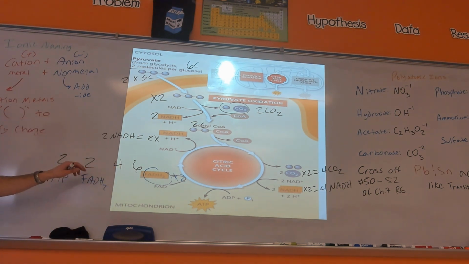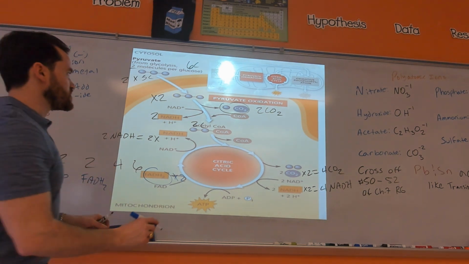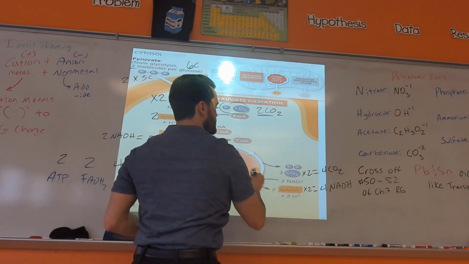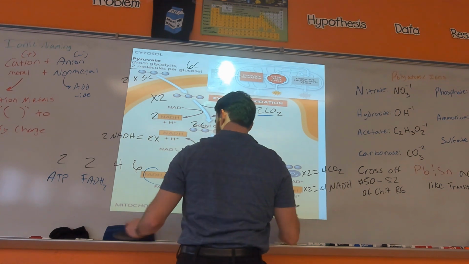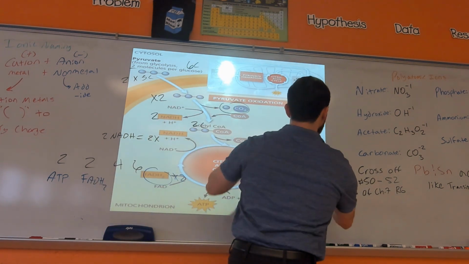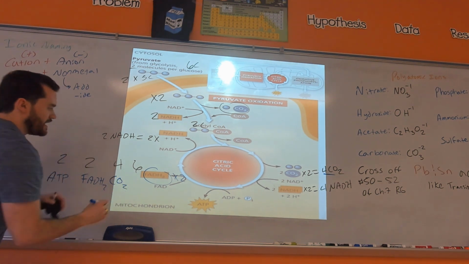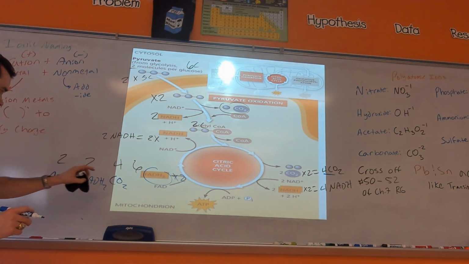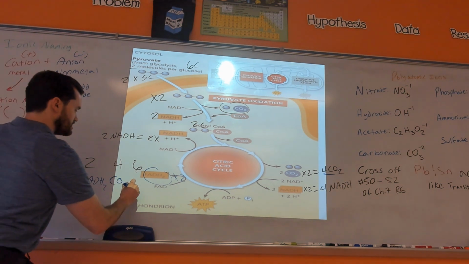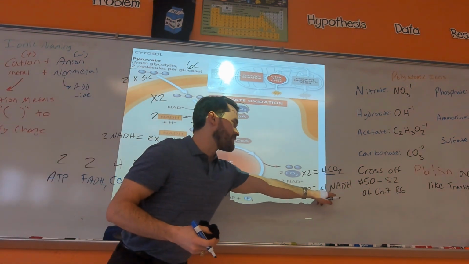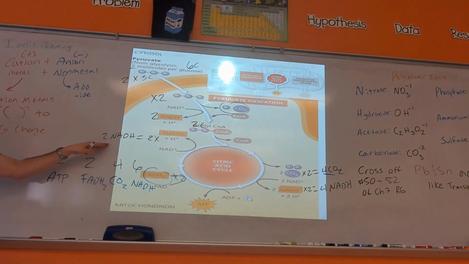4 CO2s. So you had 2 CO2s here, and I'm sorry, not that CO2. The 4 CO2s comes from this step right here. So 4 CO2s, and then 6 NADHs. So 4 of those NADHs come here, and 2 come from here.